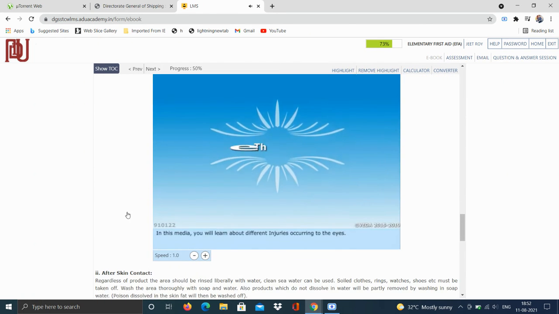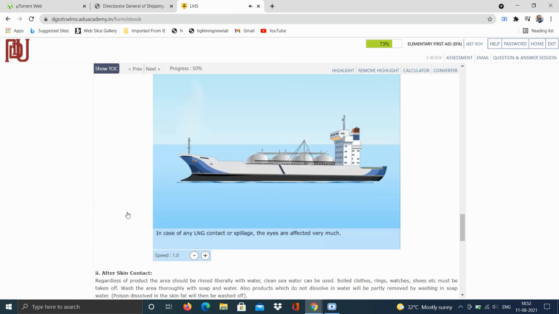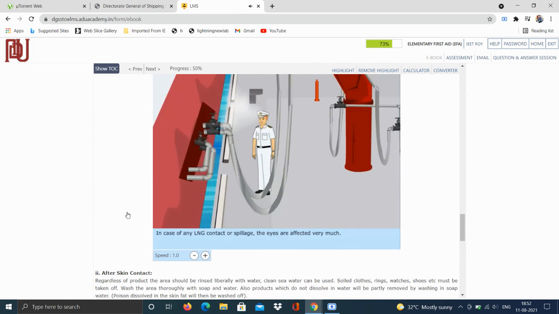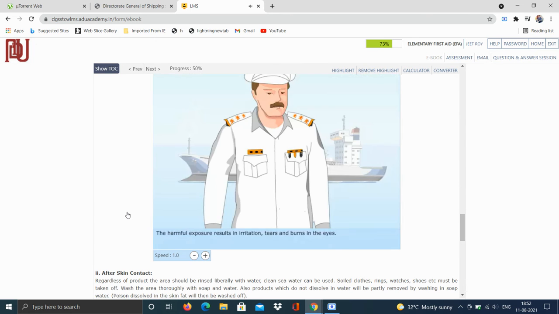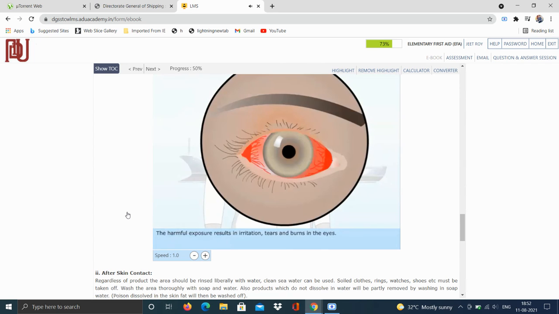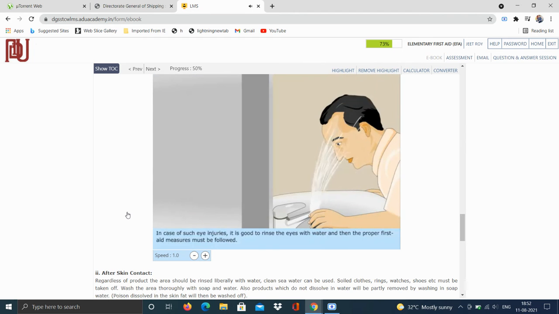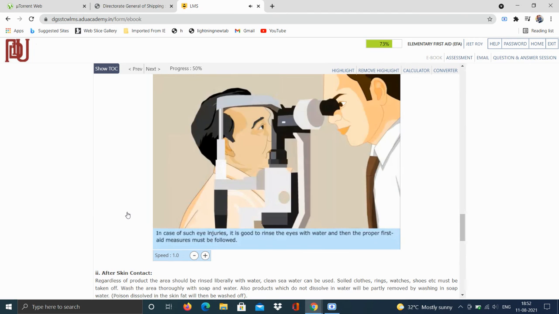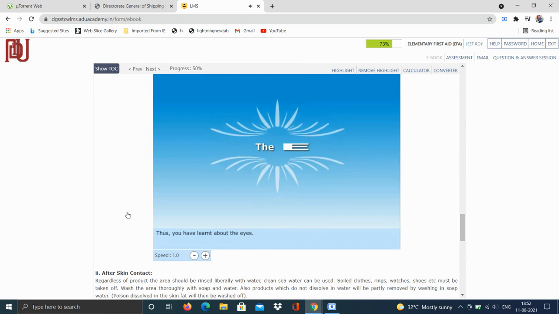In this media, you will learn about different injuries occurring to the eyes. In case of any LNG contact or spillage, the eyes are affected very much. The harmful exposure results in irritation, tears, and burns in the eyes. In case of such eye injuries, it is good to rinse the eyes with water, and then proper first aid measures must be followed. Thus, you have learnt about the eyes.